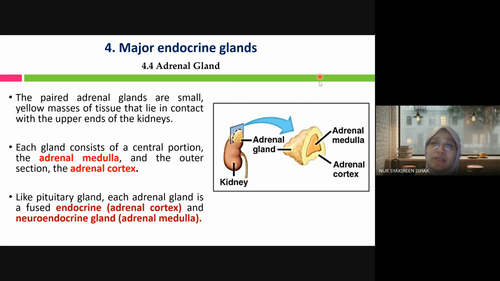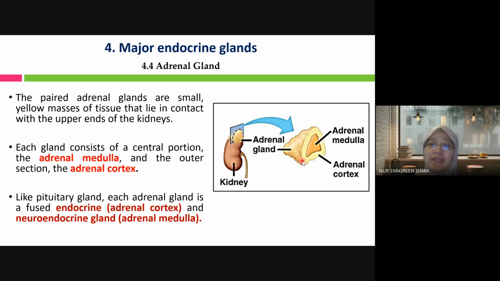So it is to secrete the hormone from neuron. So adrenal medulla is made up of neuron cells. And then the adrenal cortex, dia macam anterior pituitary lah. It is made up of endocrine cells, produce and secretes its own hormone, which is the cortex.